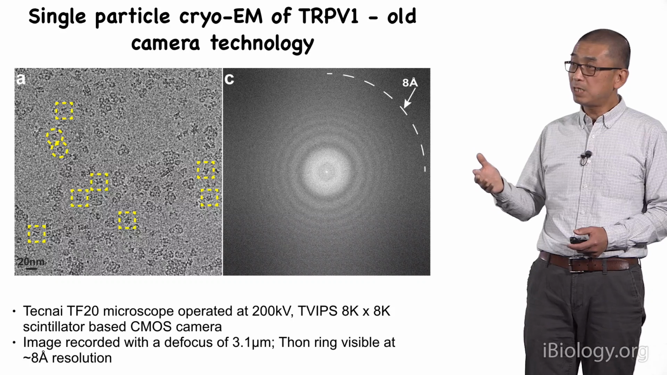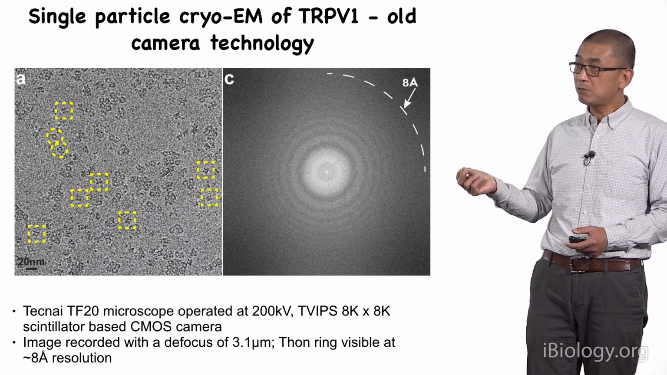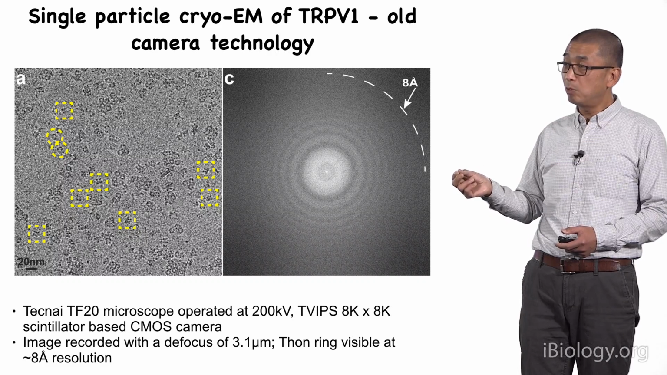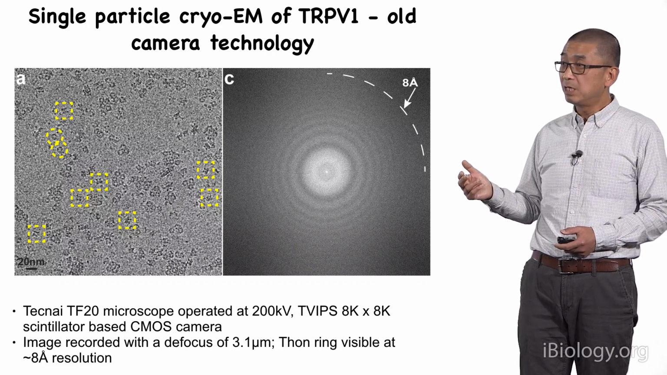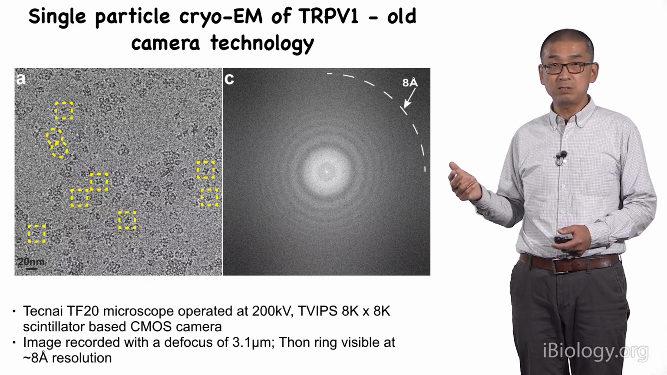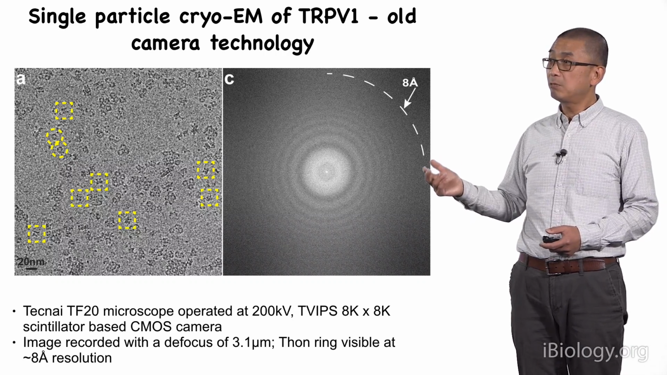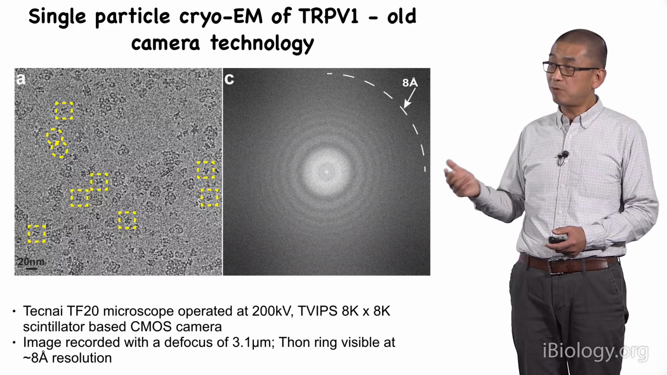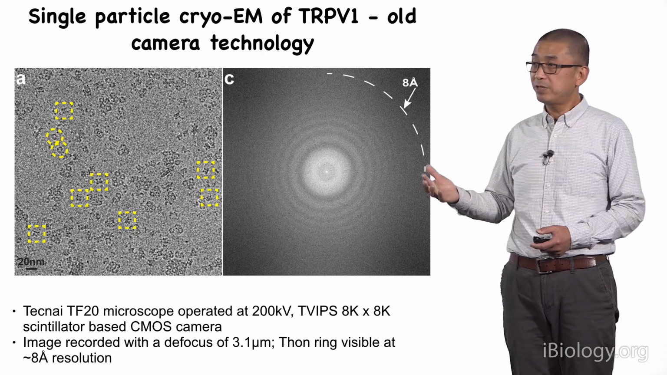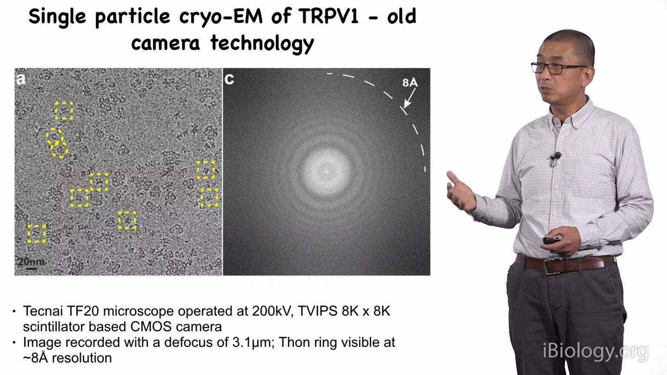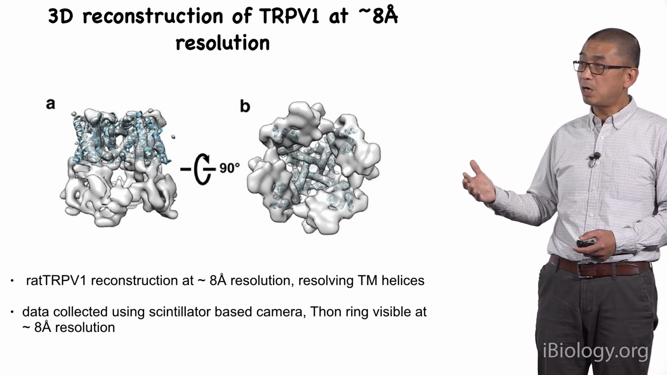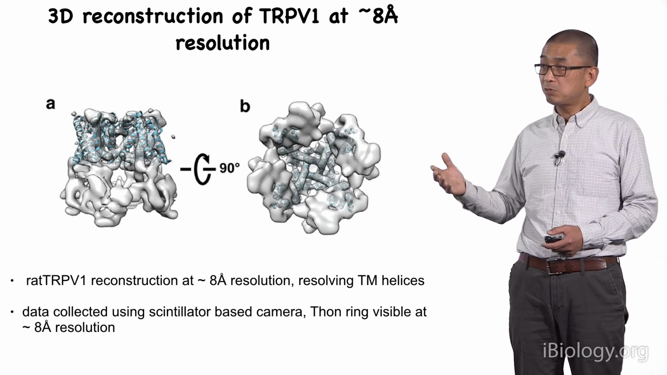Shown here on the left is a typical electron micrograph of frozen hydrated TRPV1 in amphipol embedded in a thin layer of ice. This image was recorded using a scintillator-based camera. On the right is a Fourier transform of this image, showing that the Thon rings go almost to 8 angstrom. This was very exciting when we first got this image, because this type of data enabled us to get a structure of TRPV1 at about 8 angstrom resolution.